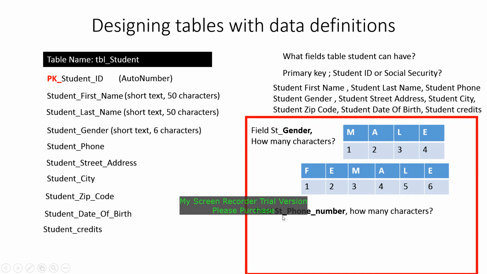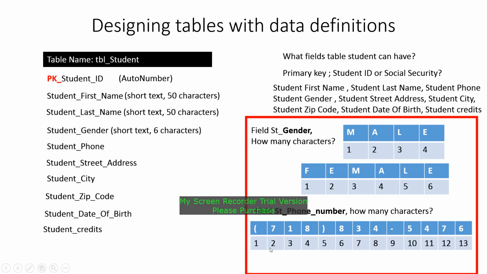What about field student phone number? I use ST just so it will fit on the screen, but it's field student phone number. So how many characters will student phone number be? Let's see. When we write a phone number, we write it in this way, right? As you can see on the screen. And you see it's 13 characters. So student phone number will be short text, 13 characters.